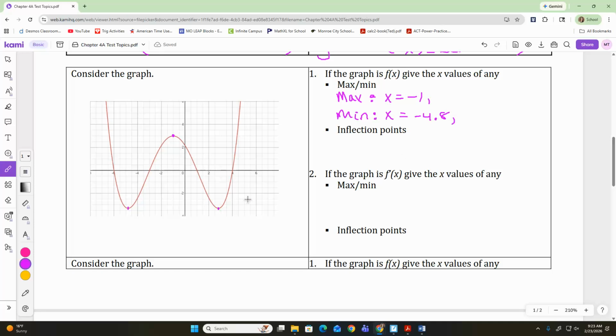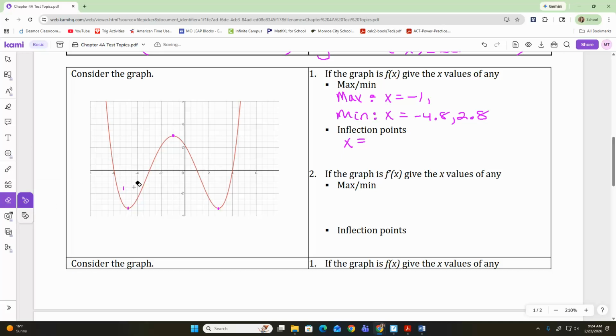And what would we call the other one? 2.8-ish? Yeah. All right. Where would we have inflection points? So that's asking where the concavity is changing. If I'm looking at the original, it's curving upward, but then we switch and we're curving downward. So the question is, where does it switch?